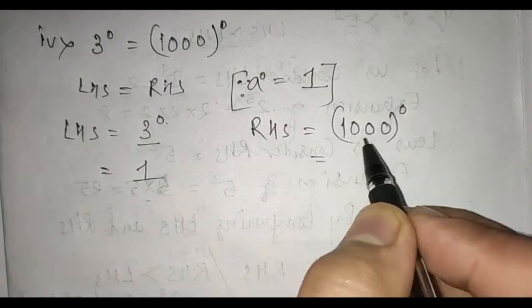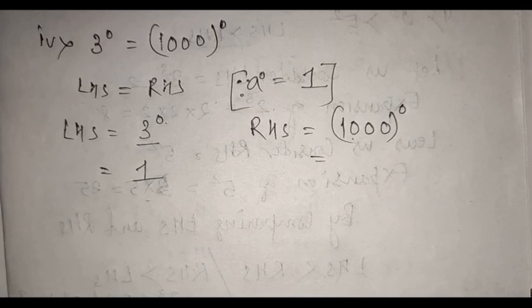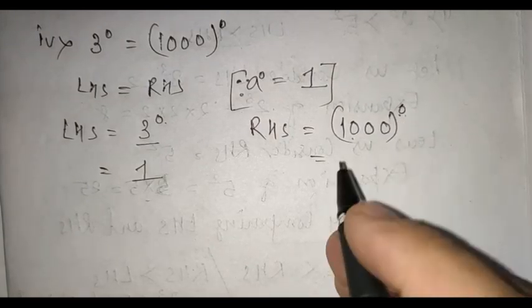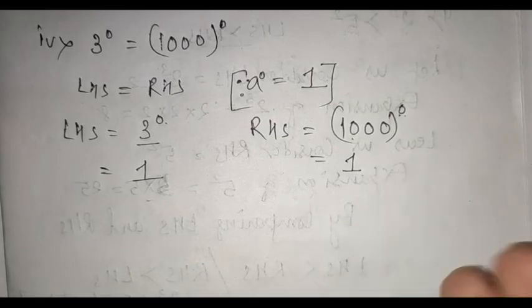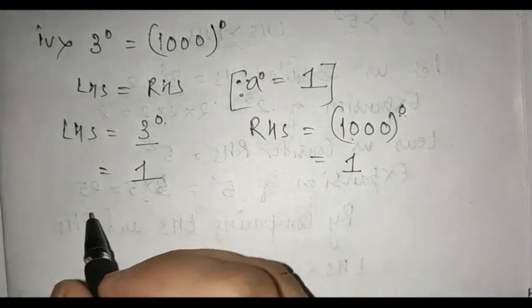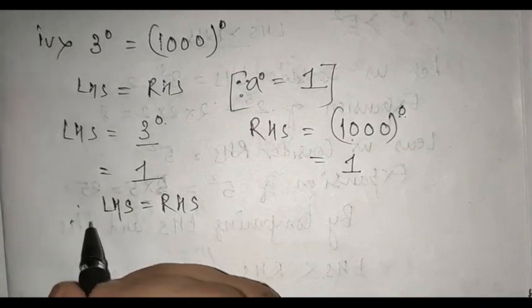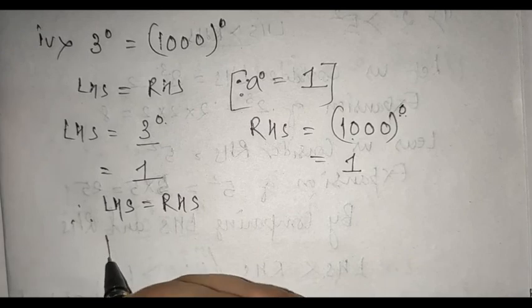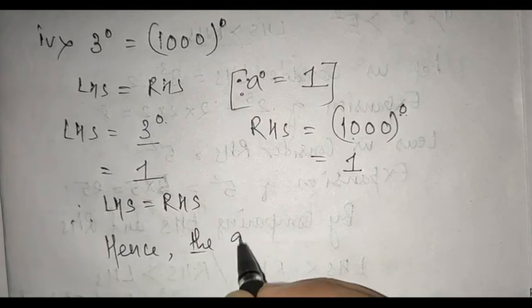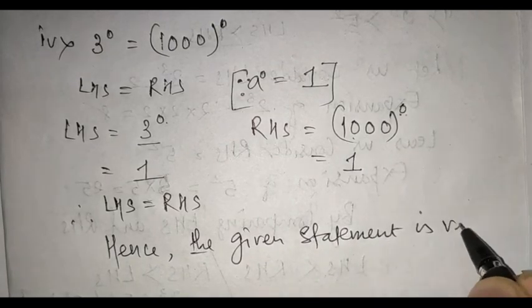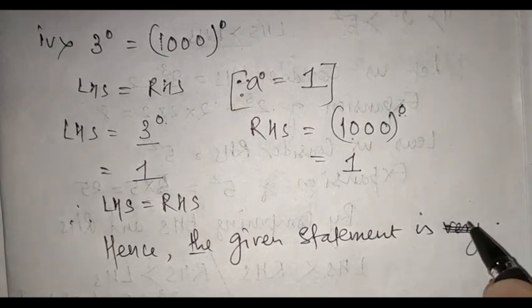And in this way also, whatever the number is, whatever the base is, it may be crore, it may be billion, trillion, but if it is possessing the exponent 0, then its value will be 1. Whatever the number is, greater or smaller, if it has exponent 0, the value will be 1. So we can say that yes, LHS is equal to RHS. Therefore LHS is equal to RHS. So therefore, hence the given statement is true.